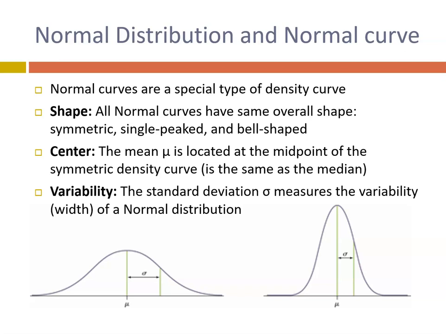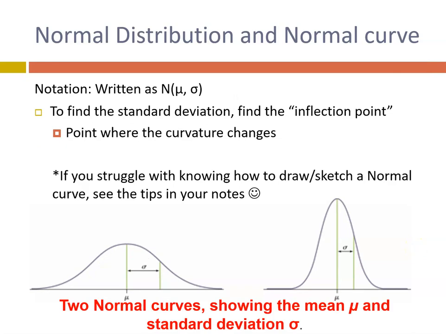And talking about our variability, the standard deviation measures the variability, also known as the width, of a normal distribution. We're going to be using mean and standard deviation as opposed to other measures of center and variability because of the symmetric nature and the special properties of this normal curve. As far as the notation, you can shorthand if you know something is a normal distribution with a capital N and then in parentheses the mean and the standard deviation.